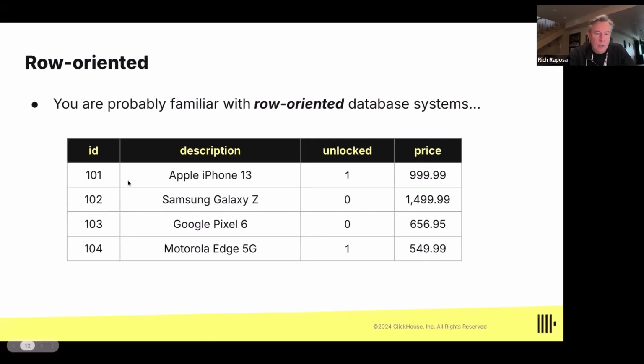Now your Postgres type databases are going to store those rows together. And it kind of makes sense. If I want to know what the price is of phone with the ID 102, it's all right here. It's $14.99. I can see that it's not locked or it's unlocked or whatever. And so, yeah, that's great for row-oriented databases.